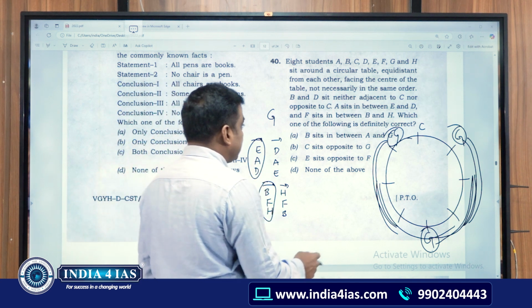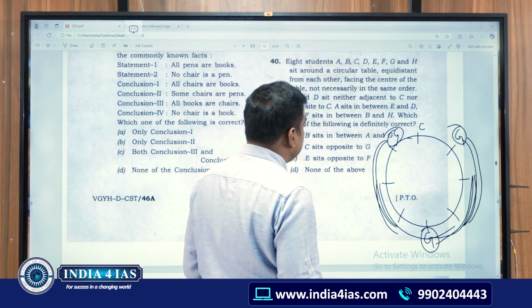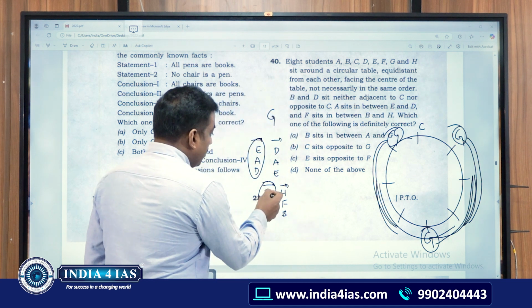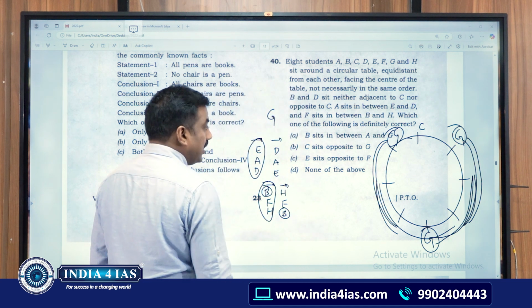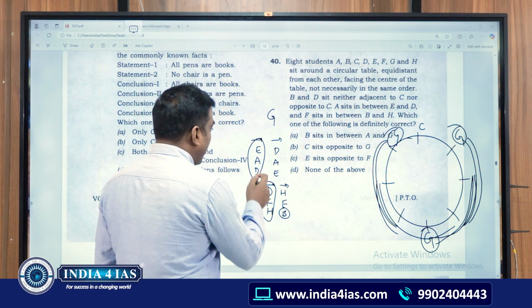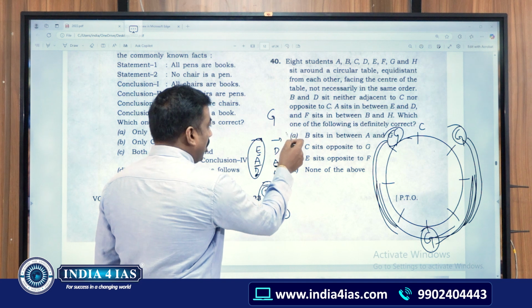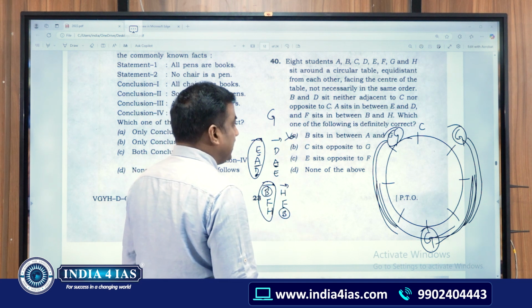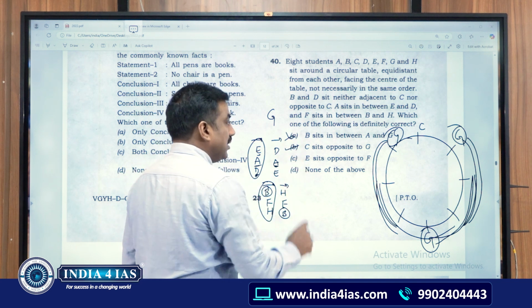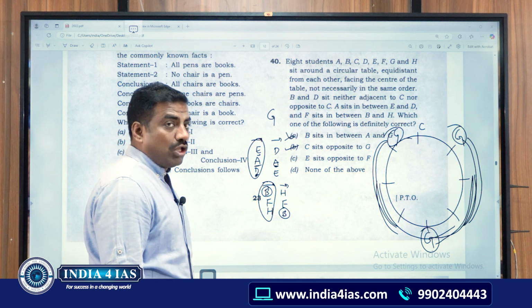Now, look at the statements. B sits in between A and G. I can't say B is here, B is here. He sits between A and G? No, A is in the middle, either next to E or D. So, that is wrong. C sits opposite of G. Yes, this is a possibility, but not all the times.